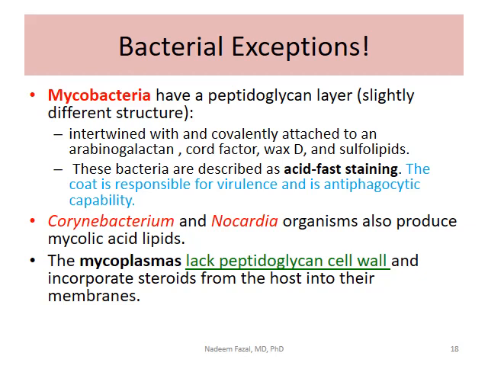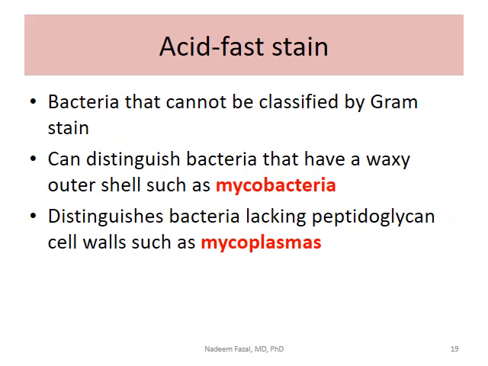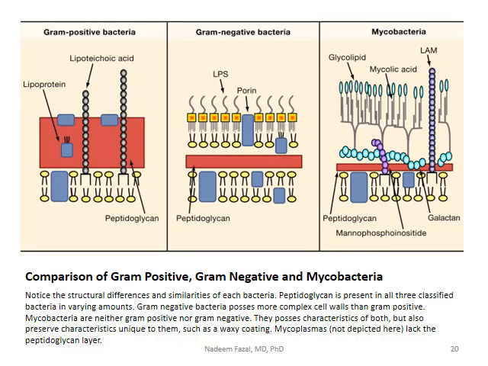Mycoplasma lacks a peptidoglycan cell wall, and it incorporates steroid from the host into its membranes. Because sometimes if they have difficult or complex outer structures, we will have a challenge to penetrate that and use our drugs. So I gave you an example for acid-fast stain. They cannot be classified by gram staining. Mycobacteria and mycoplasma are the examples. If you were to put all these together, gram-positive, gram-negative, I would encourage you to do that, because if you don't understand the cell wall structure, you will have a terrible time understanding the drug therapy. The drug therapy for gram-positive versus gram-negative versus mycobacterium is totally different.